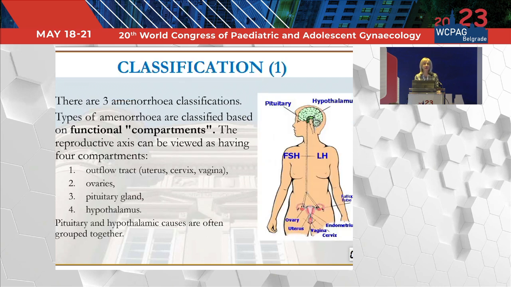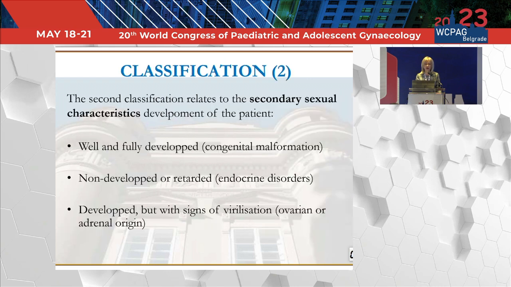And there are 3 classifications of amenorrhea. The first one, the types of amenorrhea are classified based on functional compartments, and the reproductive axis can be viewed as having 4 compartments. The first one, outflow tract, it means it can be Mullerian malformations, for example. The second one is ovaries, gonadal dysgenesis as example, and very often pituitary and hypothalamus causes are grouped together, for example, functional hypothalamic amenorrhea, eating disorders.